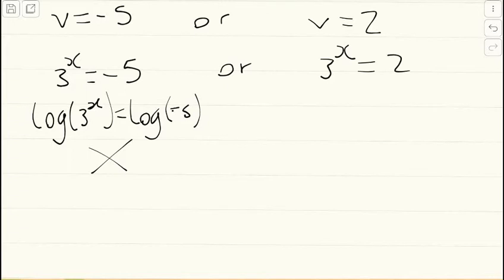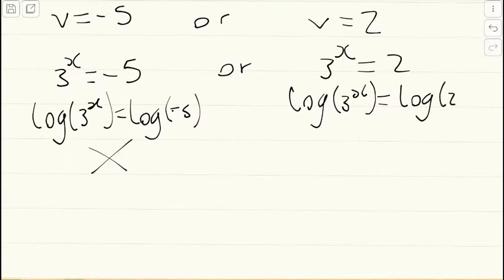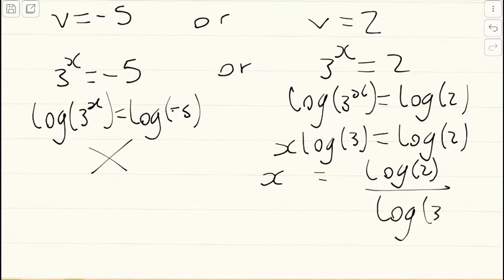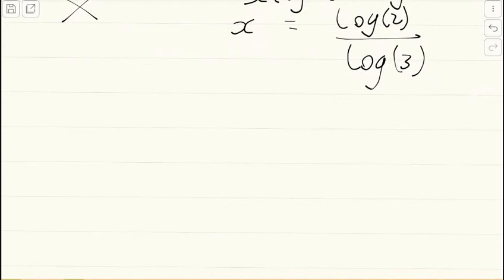On the right hand side we have 3 to the power of x equals 2, so we take logs of both sides. Log of 3 to the x equals log of 2, that's fine. Using our log law, we get x log of 3 equals log of 2. And then dividing both sides by log 3, we have x equals log of 2 divided by the log of 3. Using our calculator and to 3 significant figures, we get 0.631.